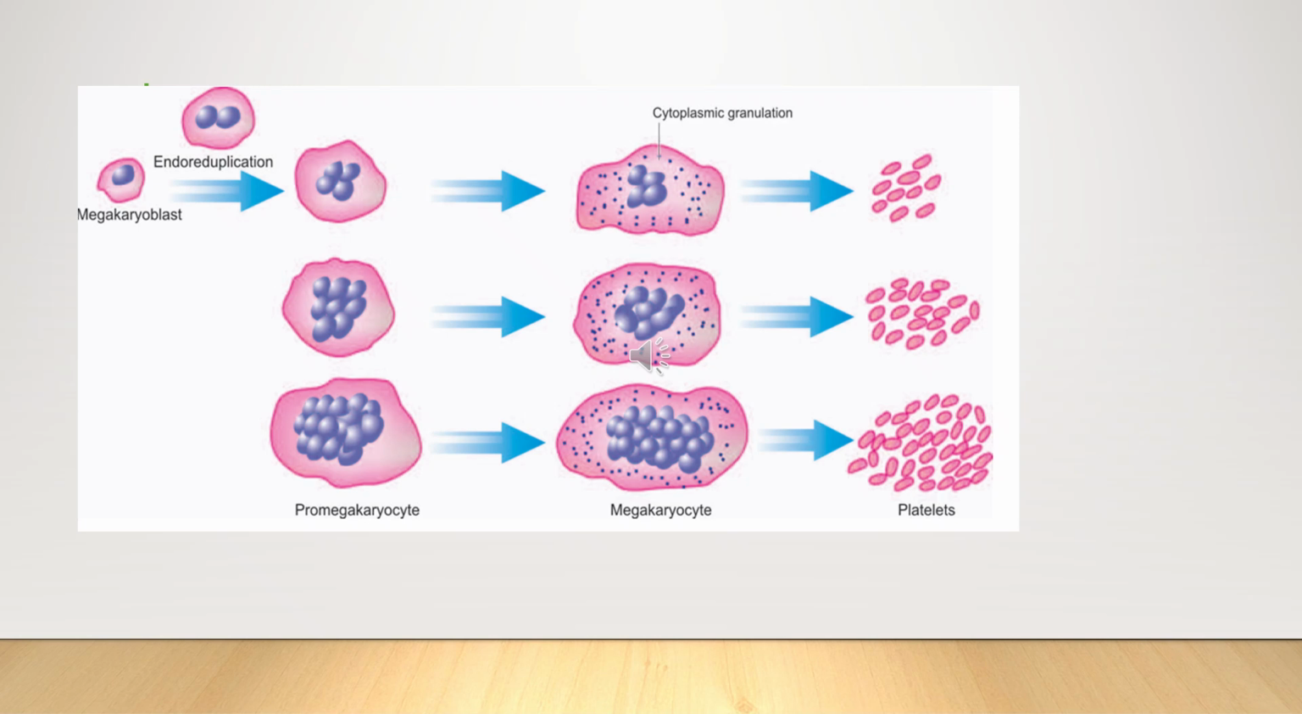The next stage is promegakaryocyte. Size increases, but it still doesn't have granules in the cytoplasm. Then comes megakaryocyte. This is the giant cell and its size ranges from 30 to 90 micrometer. It has 4 to 16 nuclear lobes and the cytoplasm has numerous granules, alpha granules and dense granules. Finally, the megakaryocyte undergoes cytoplasmic fragmentation. The cytoplasm breaks off into tiny pieces and each piece becomes a platelet.